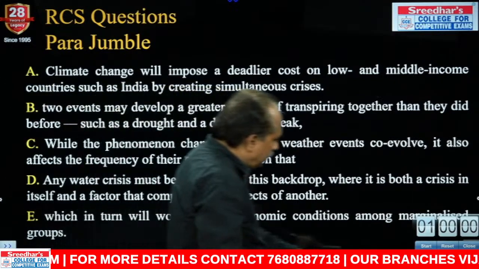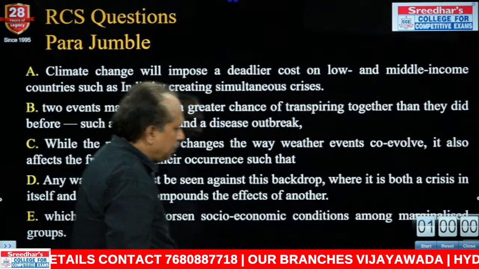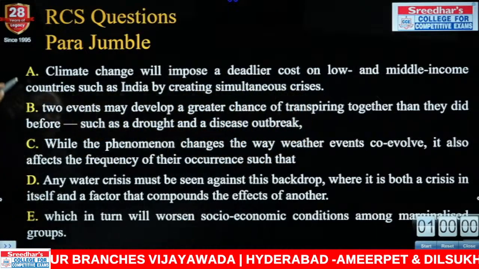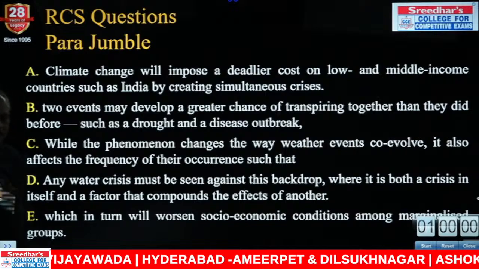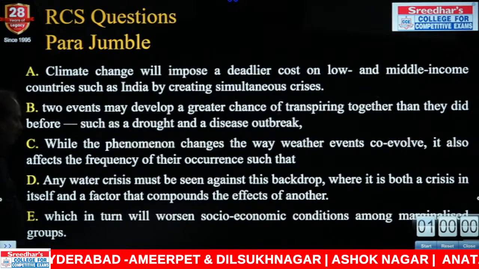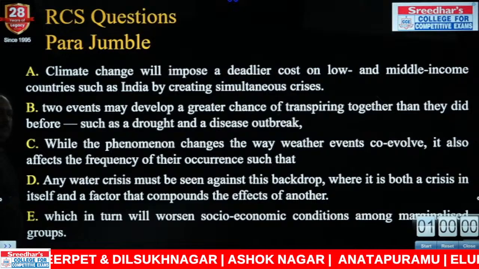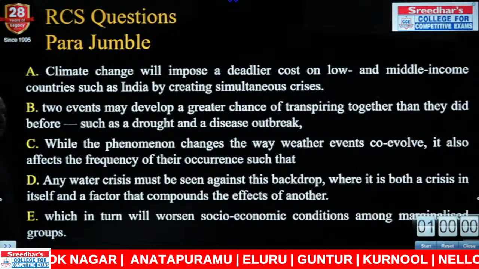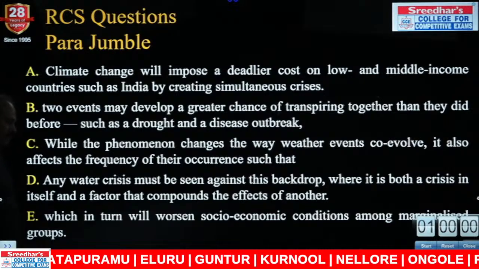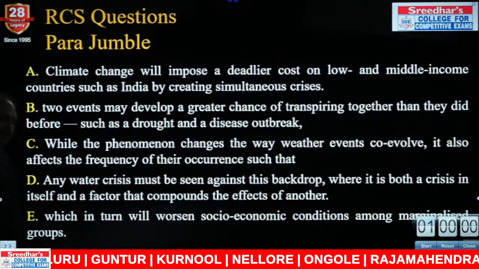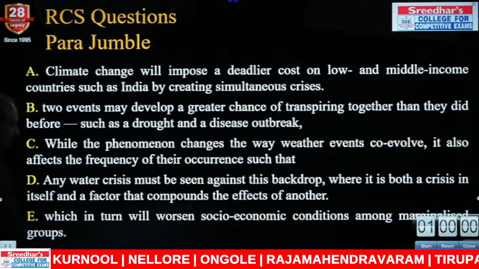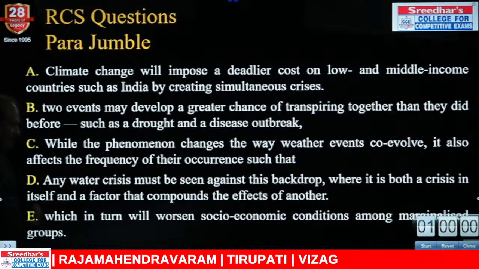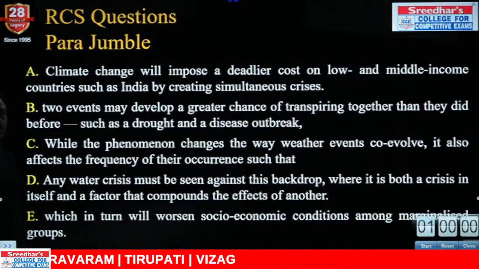I'll set the timer. I'll start the timer. Let's see how much time you take. Forget the timer. We have 5 parts: A, B, C, D, E. Try to get the correct order. When you work on a parajumble, first you try to get the topic sentence with the main idea and the first sentence. To get the first sentence, you have to take elimination approach.